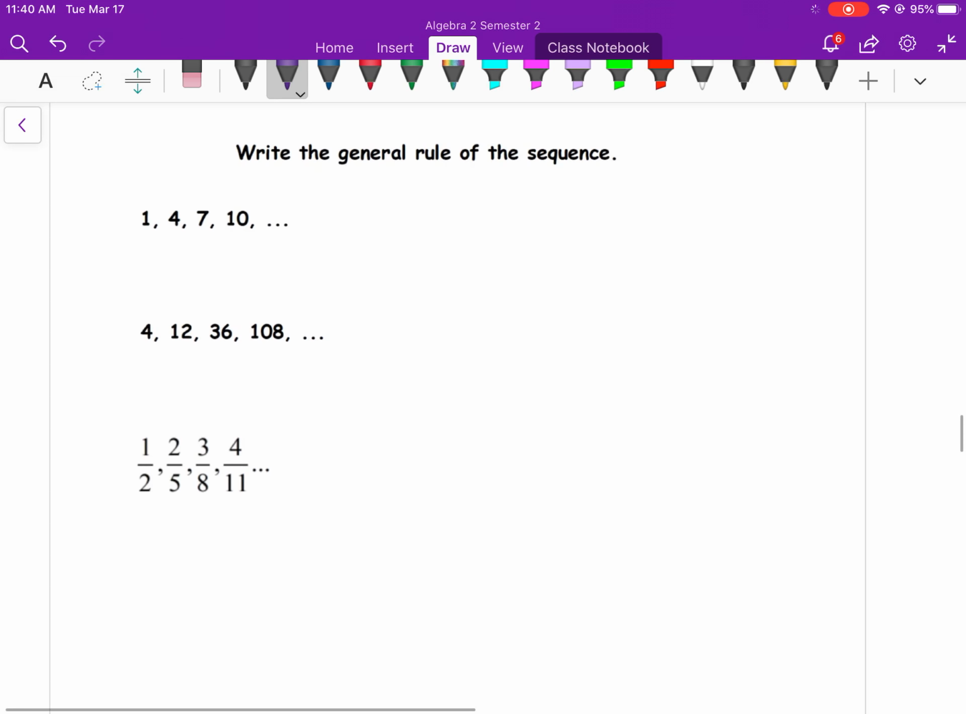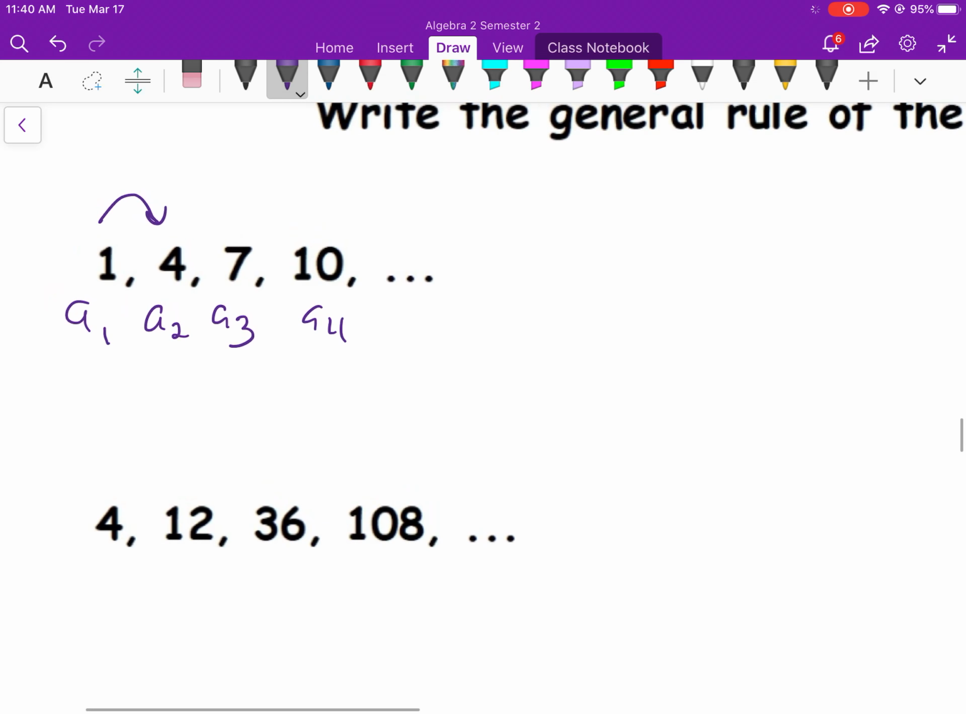So just writing some general rules. Again, finding that pattern. Here's our A1, A2, A3, A4, meaning first term, second term, third term, fourth term. And since we have those 3 dots at the end, that means this sequence is infinite, meaning it goes on forever. The first thing we need to figure out is that common difference. How am I getting to that next term?